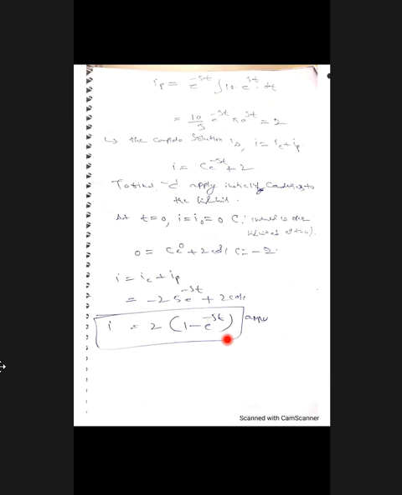So here there is a C. How do you find the C? C is the constant of integration. How do you find out the constant of integration? Using initial conditions. So that is the complementary solution.